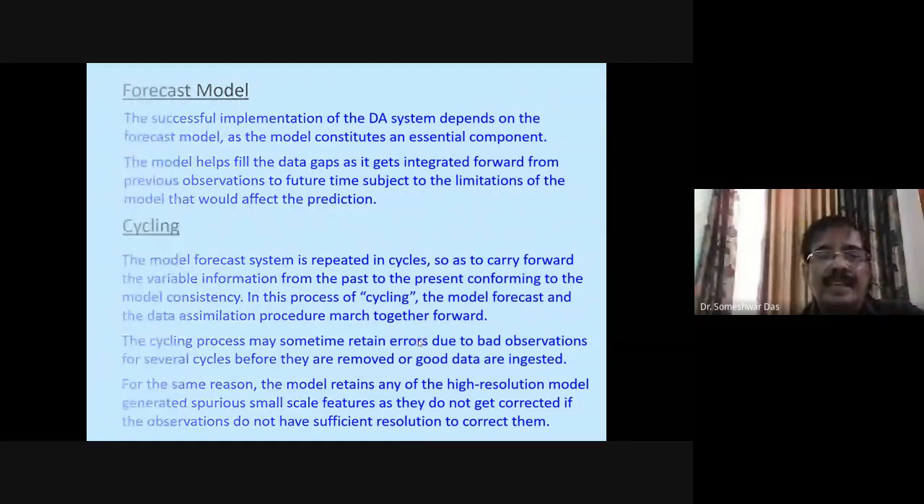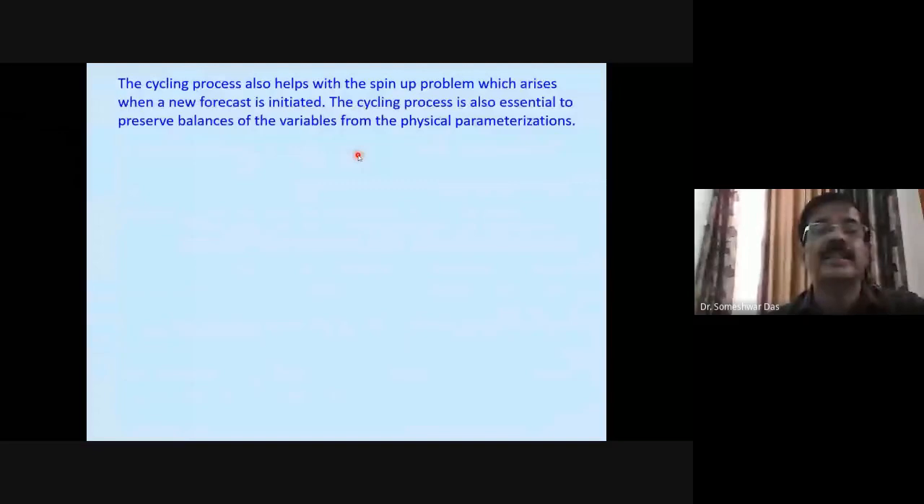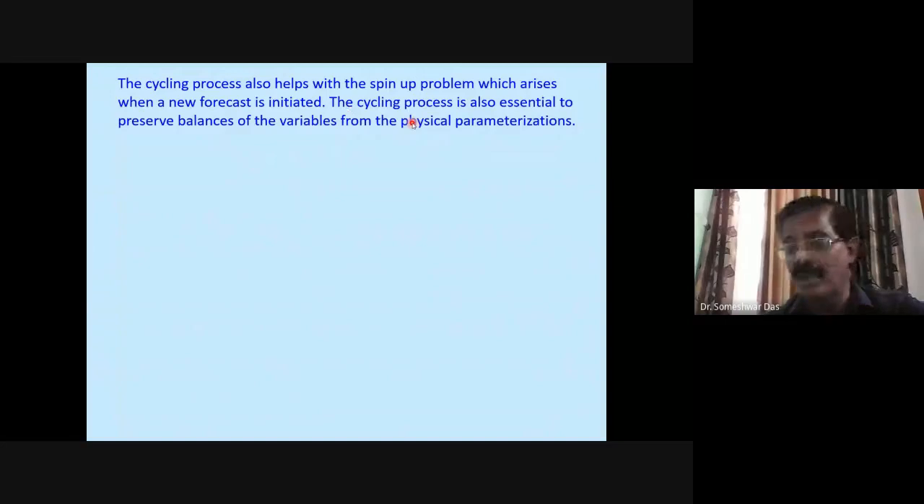I will finish up to cycling and then I will stop today. The cycling process also helps with the spin-up problem. You have heard of the spin-up problem, which arises when a new forecast is initiated. The cycling process is also essential to preserve balances of the variables from the physical parameterizations. Everything is interrelated and interdependent. The cycling process creates the balance, which is sometimes needed because of the imbalances from the physical parameterization schemes, which are not perfect themselves.